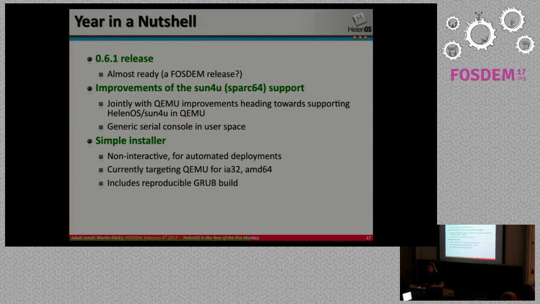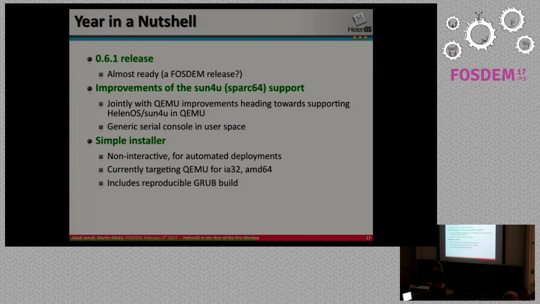It's hard to quantify, but we are somehow close to being really able to run HelenOS on Sun4U in QEMU as on physical hardware. This has been linked with somehow generalizing our user space serial console code. So previously there were different ways to use user space serial console on different platforms, and this has been somehow unified.